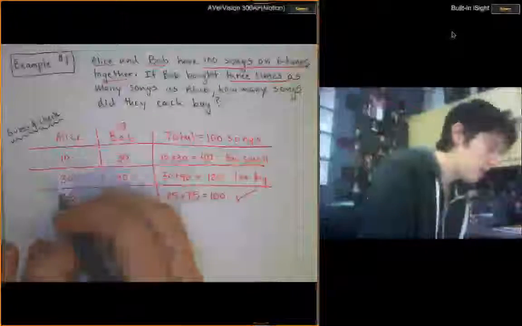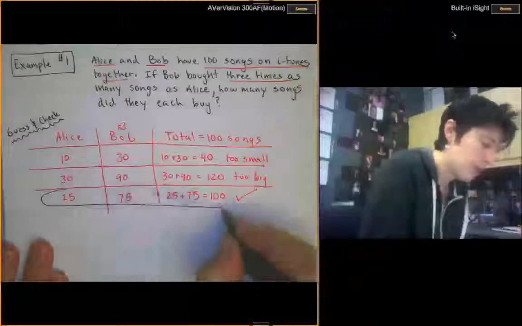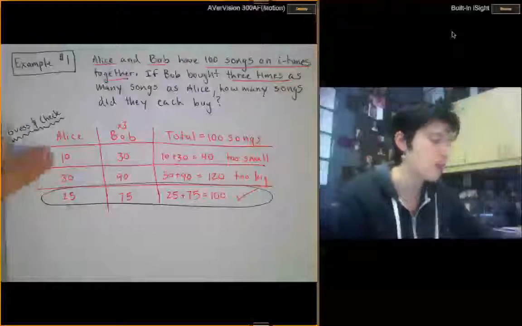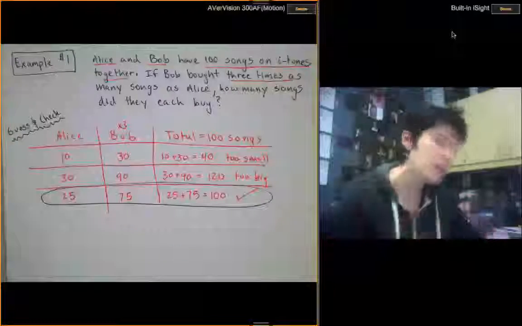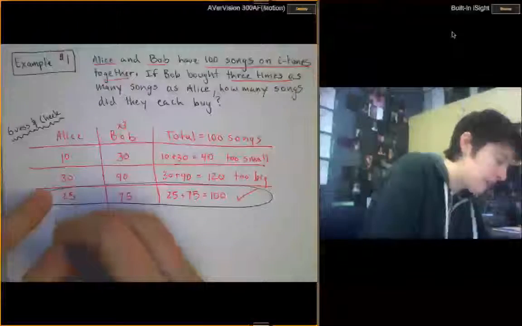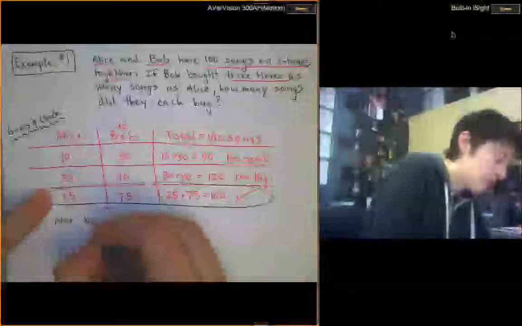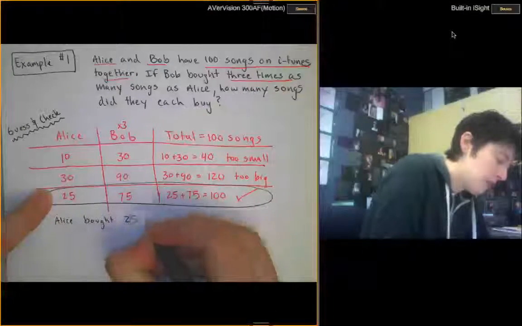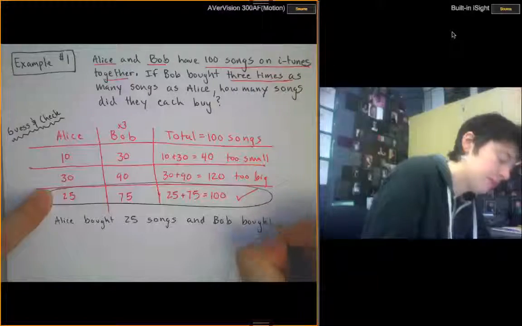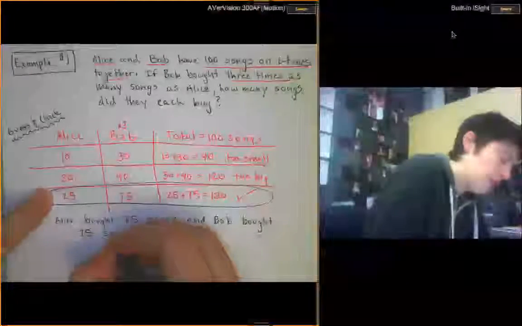Alice bought 25 songs on iTunes and Bob bought 75. I'm going to circle that. There's my answer. That's a really nice guess and check table. It's organized. It has a couple of wrong guesses to show how I was thinking, and then it has the correct answer. And maybe I could write a little sentence down here. Alice bought 25 songs and Bob bought 75 songs. Really, it's just a sentence that reiterates my answer in the table.